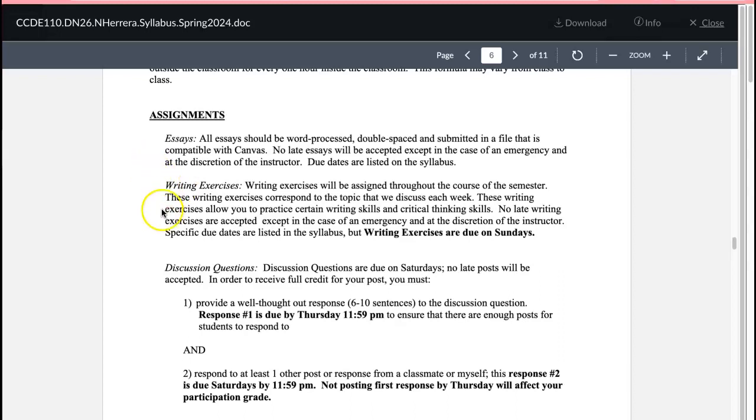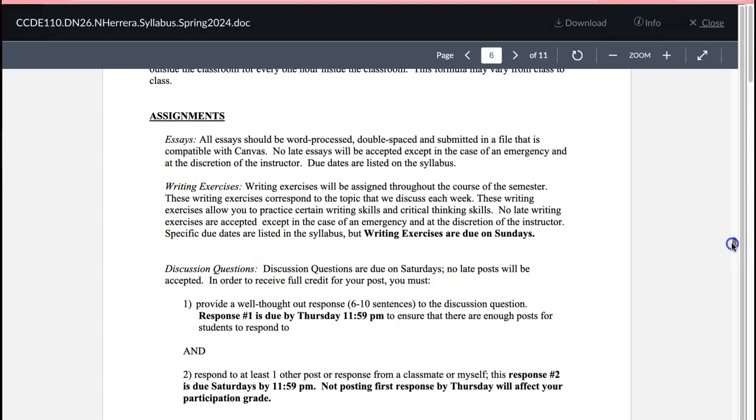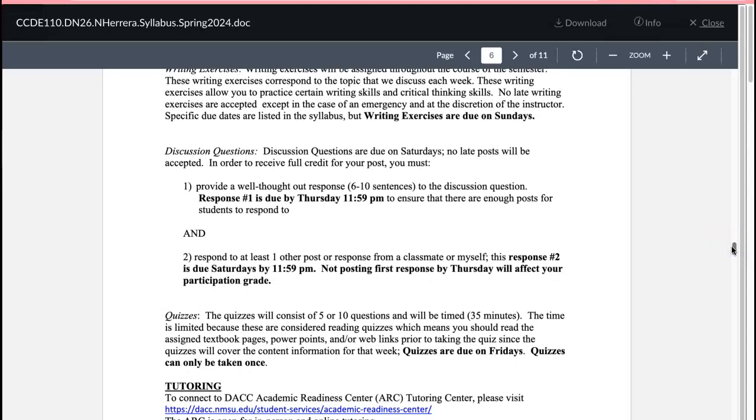We're also going to have discussion questions. Now for the discussion questions, you are required to submit 2 response posts. You're supposed to respond to the main discussion question by Thursday, and then you have until Saturday to reply to a classmate. The reason there are 2 due dates is because sometimes people want to finish the discussion during the week, but they can't because everybody waits till Saturday. So in order to avoid that, your first response is due by Thursday, and then you have until Saturday to reply to a classmate.